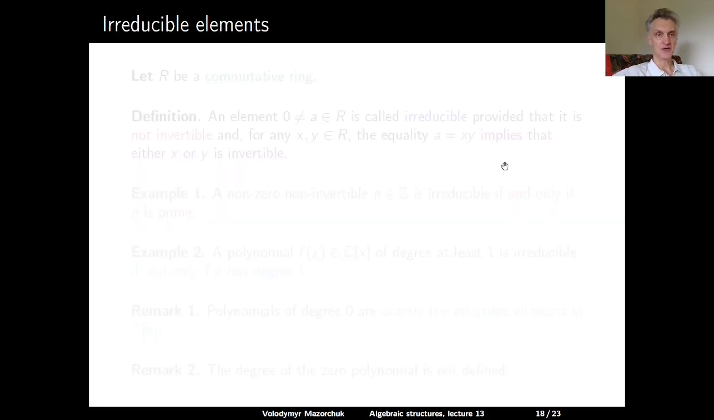Finally, let us talk about irreducible elements in commutative rings. So let R be a commutative ring.